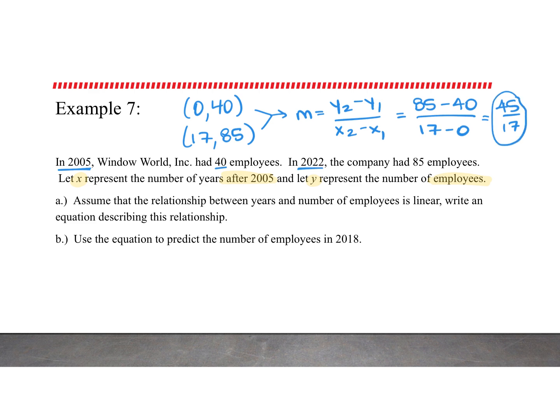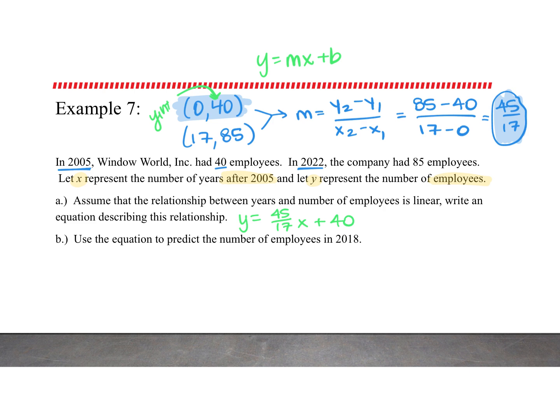And I need to write an equation. So we could use point slope, but I recognize way over here, this (0, 40) is our y-intercept. So I have slope, I have y-intercept. We can write this equation right now as y equals 45 over 17 x plus 40. It went right into that y equals mx plus b for us. Again, that one's your y-intercept there, that 40, which worked out really nice.